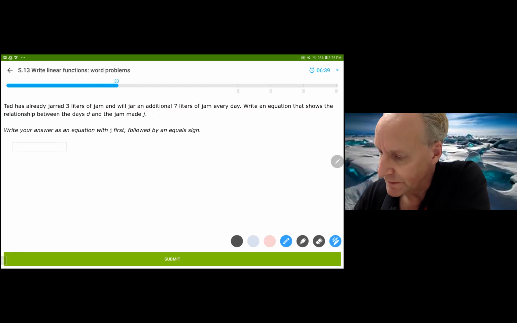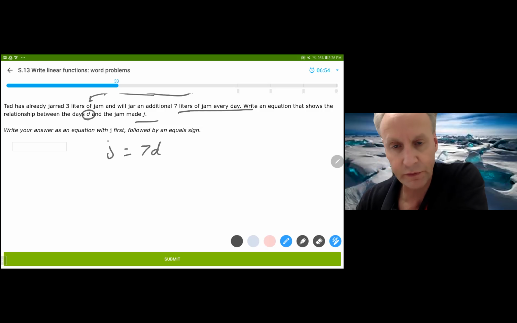All right, D is days, J is jam, and we start with the J. And it's 3 liters originally. That's your y-intercept. 7 liters every day. So it's 7 times the number of days plus the original 3.